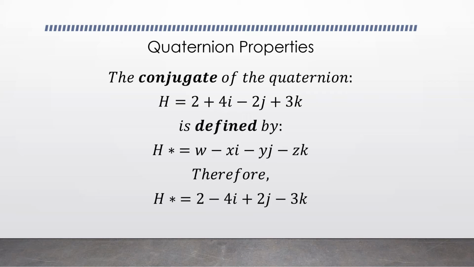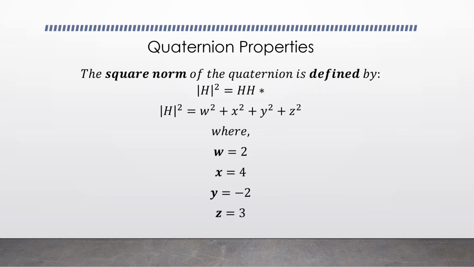We just found the conjugate as the numerator. So now we have to find the square norm for the denominator. The square norm of a quaternion is capital H times the conjugate of H. This also equals w squared plus x squared plus y squared plus z squared.